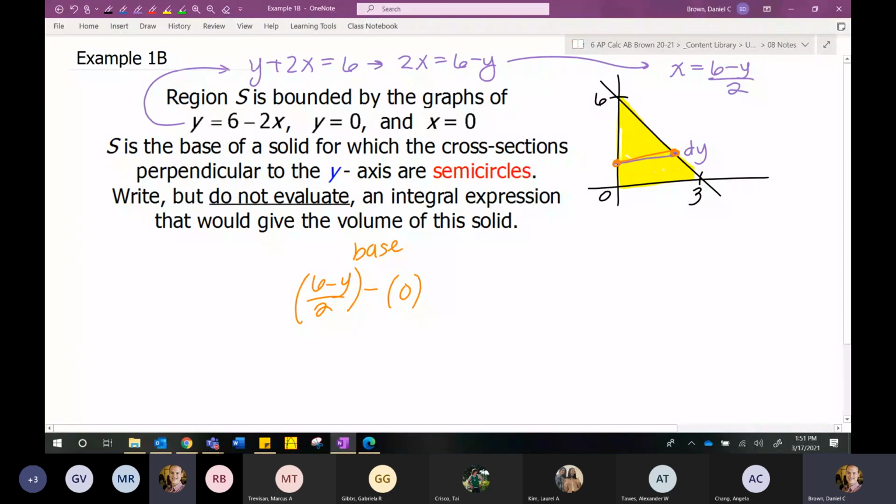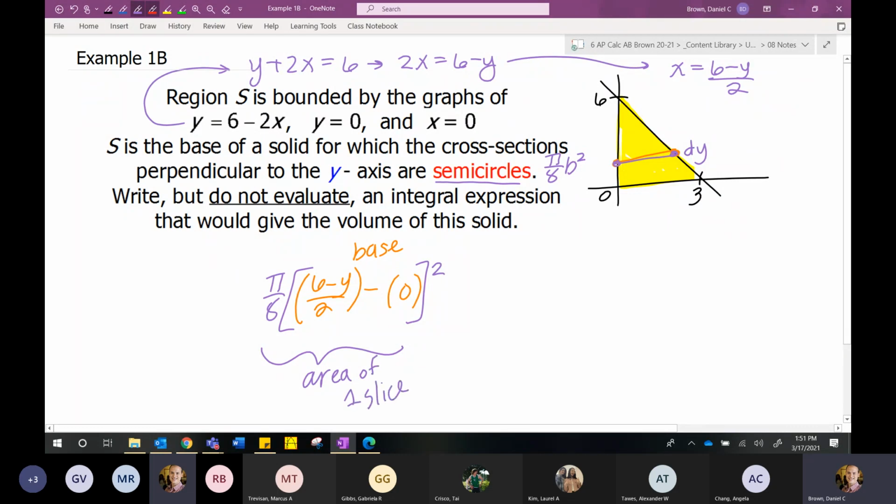I'm going to use that base to determine the area. It told me these are semicircles. What do we say the area of a semicircle is? Pi over 8 b squared. So I'm going to kind of just fill in around it. There is my b squared. There's my pi over 8. That expression would be the area of one slice.